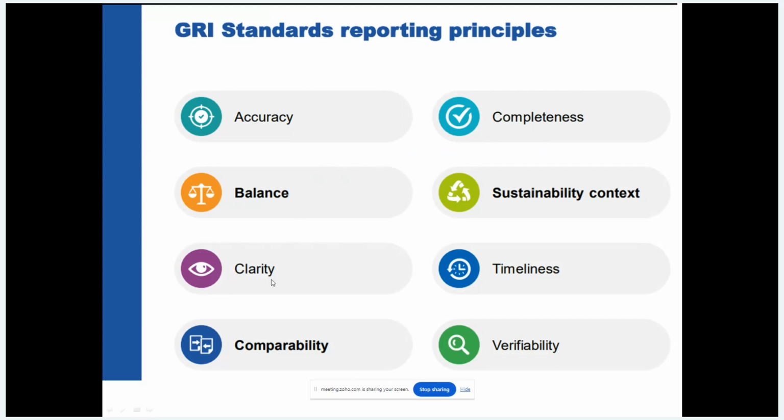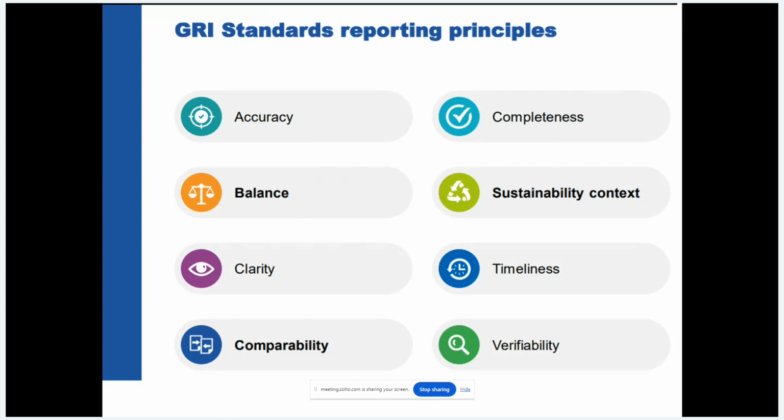And then there should be clarity on what you are reporting. It should not be ambiguous. It should be clearly understood by the stakeholders to whom the sustainability report is presented, or who are interested in knowing about the sustainability performance of the organization. Then comparability. That word had come earlier also. You should be able to compare your report across organizations, and year on year your own performance should also be measurable.